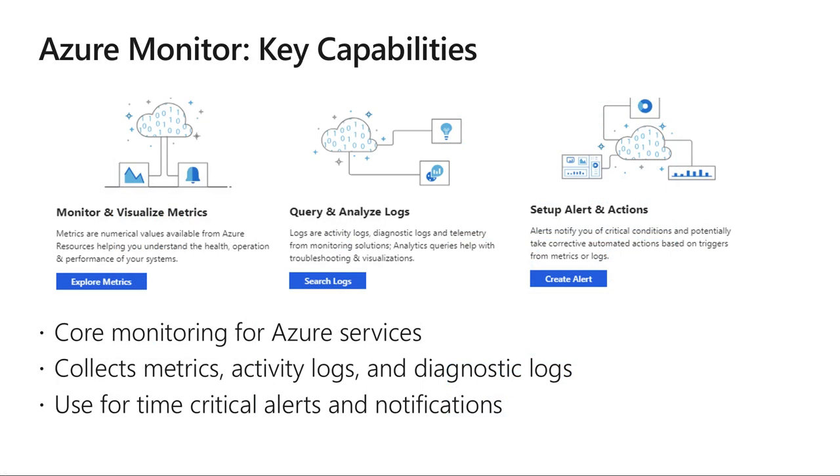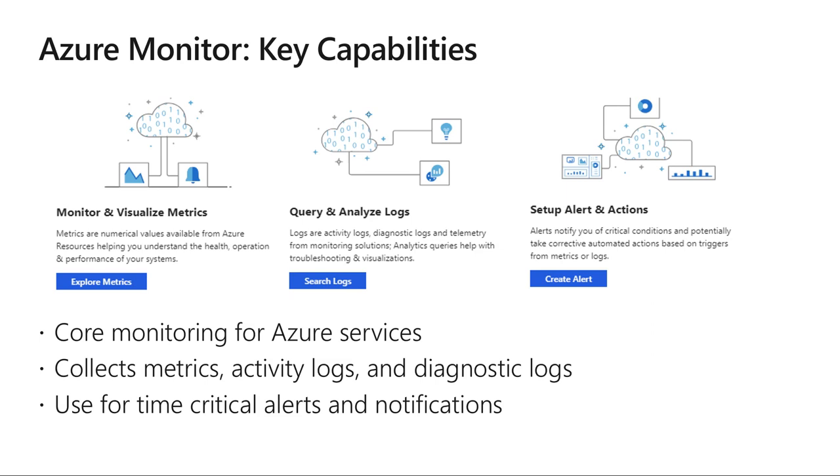So some of the key capabilities. The first one is to monitor and visualize the metrics. The metrics are numerical values available for Azure resources, helping you to understand the health, operation, and performance of your system. And the second is to query and analyze logs. Logs are activity logs, diagnostic logs, and telemetry from monitoring solutions. Analyzing queries helps with troubleshooting and visualization.